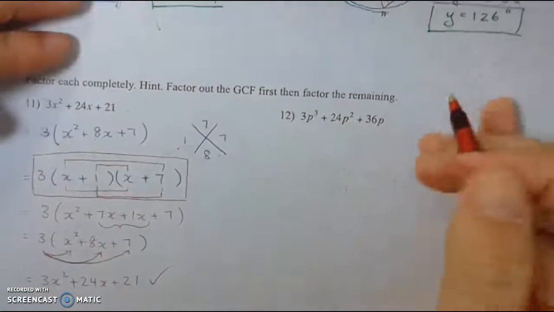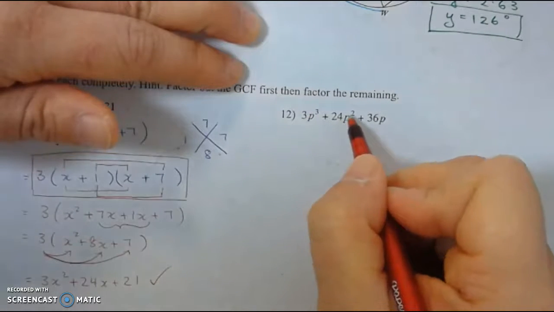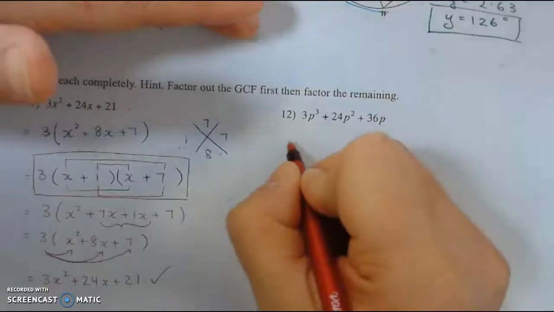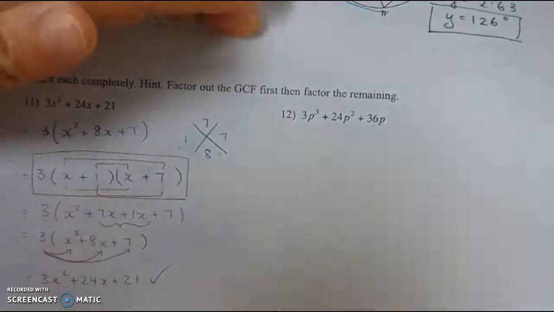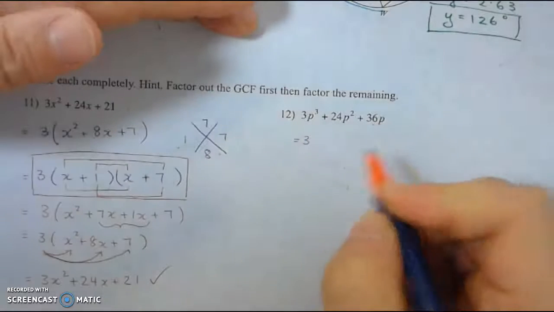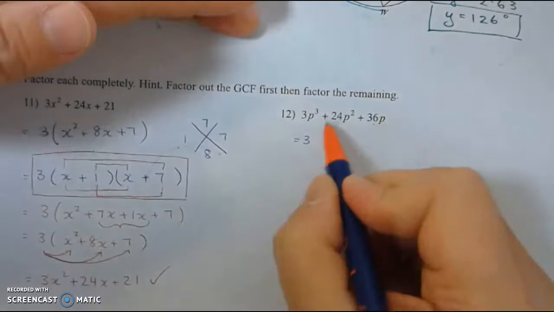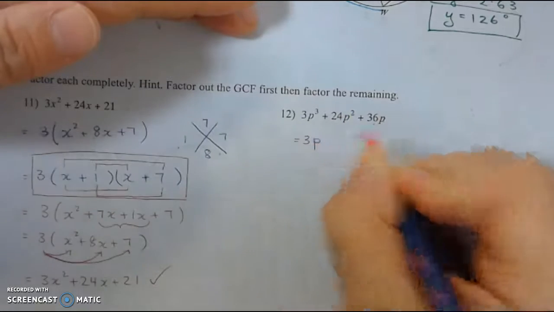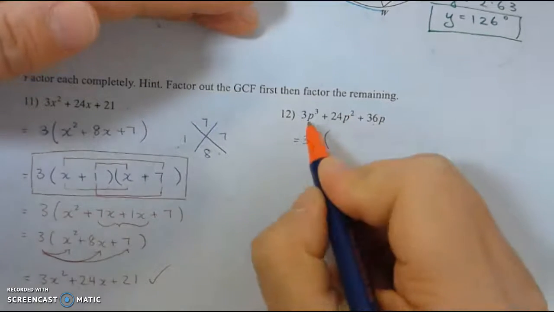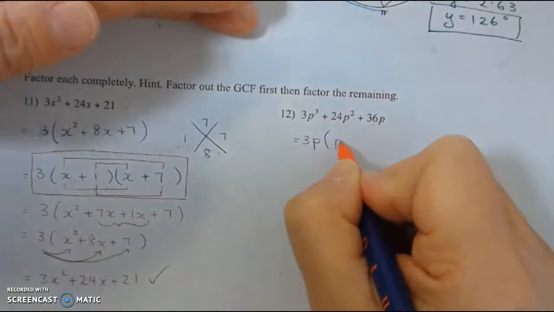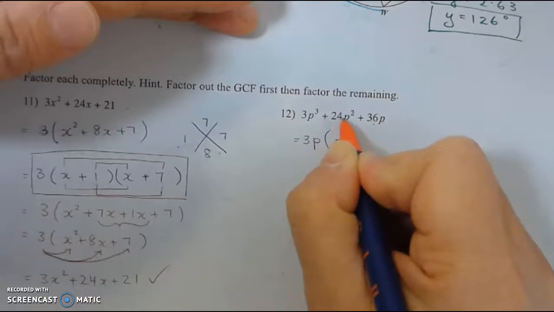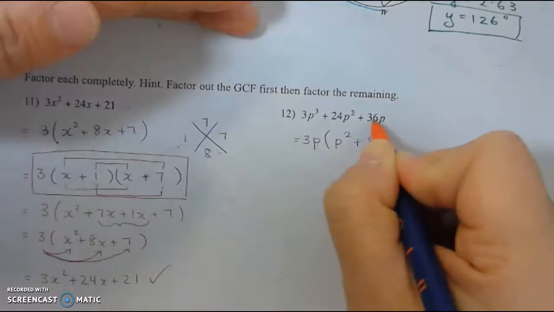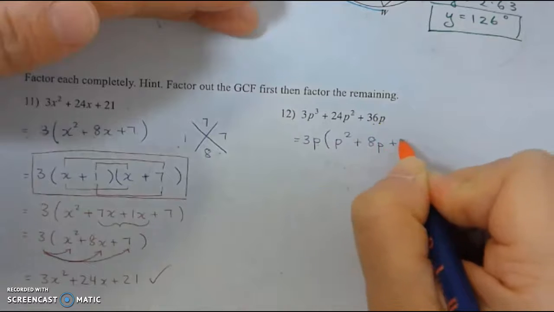Alright, what about the next problem? 3p cubed, 24p squared, 36p. If I look at 3, 24, and 36, I should be able to see that 3 is a common factor. So I should be able to take 3 out for each of the terms. Is there a variable I can take out? I have p cubed, p squared, and p. That means I can also take out p as well. So 3p times what is 3p cubed? That's going to be p squared. 3p times what is 24p squared? That's going to be 8p. 3p times what is 36p? That's going to be 12.